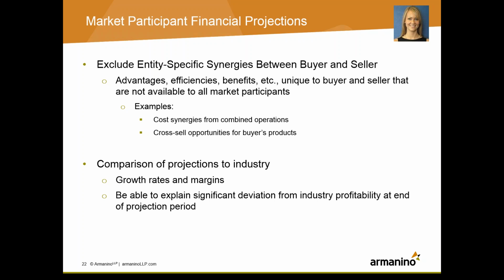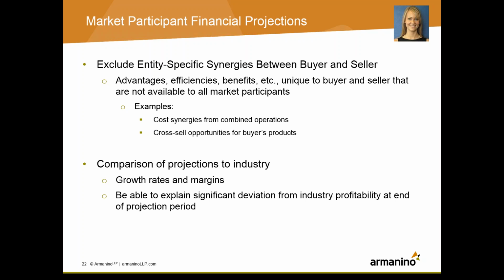Entity-specific synergies between the buyer and seller should be excluded from the financial projections used in the purchase price allocation. These include advantages, efficiencies, and benefits unique to the buyer and seller that are not available to all market participants. But if they are available to other market participants, they should be included. Exactly. It goes both ways.